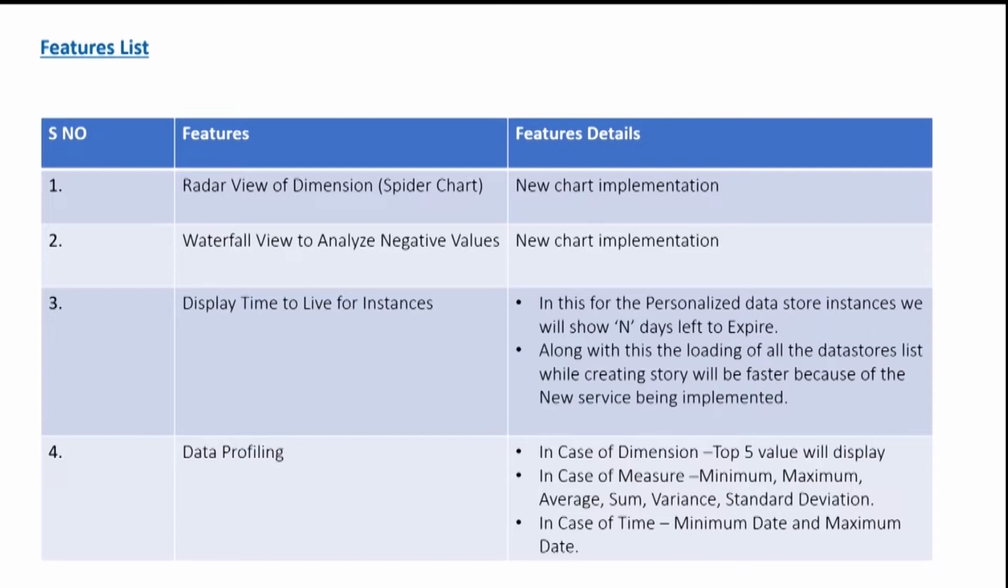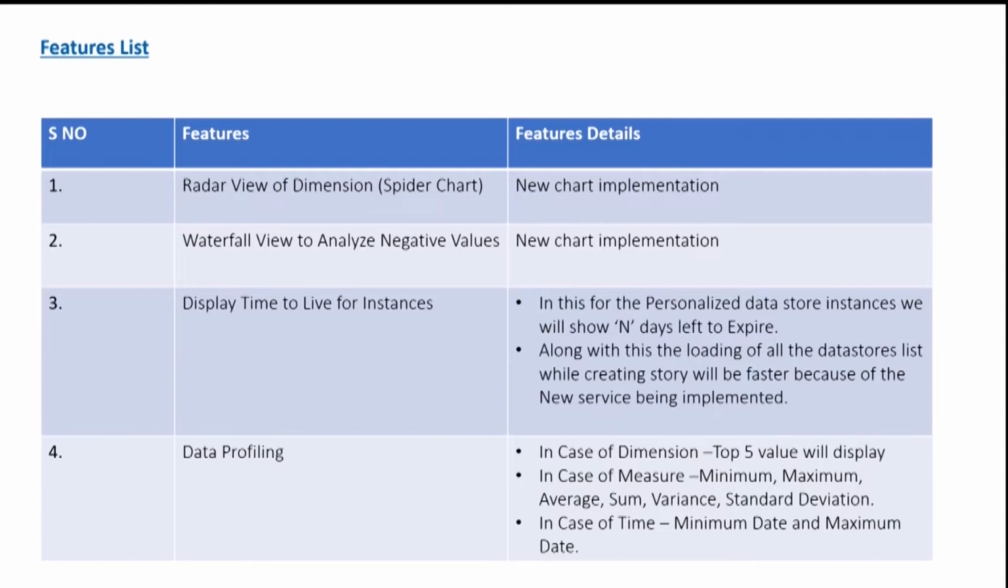So the first feature is radar view of dimensions, the spider chart. The new chart is implemented in the charting library. And the second feature is waterfall view to analyze negative values. This is also a chart that is implemented in the charting library. And the third feature is display time to live for instances. In this, for the personalized data store instances, we will show the number of days left to expire.